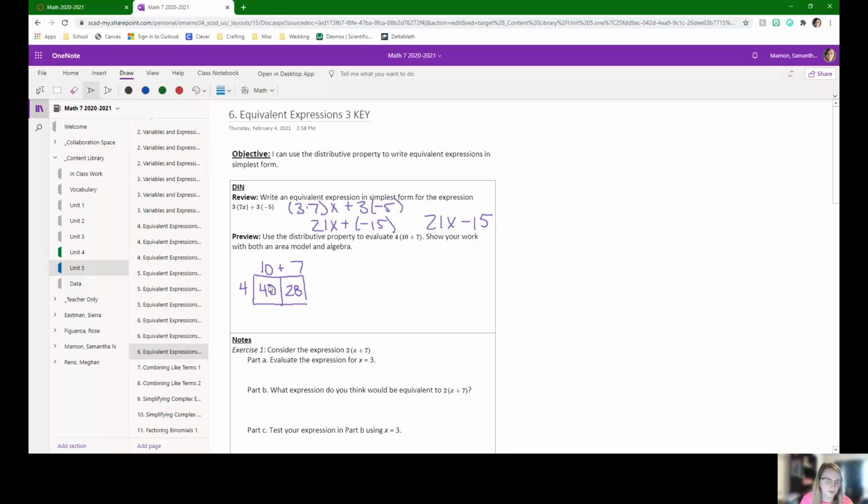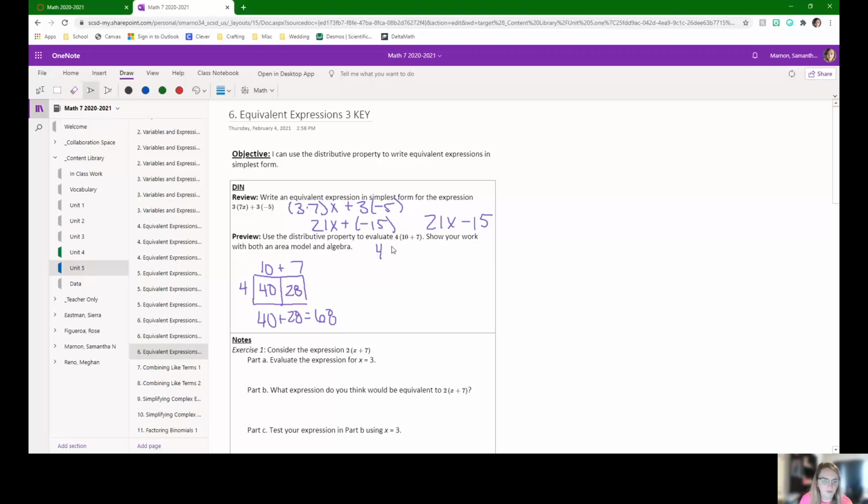So now the area of the first box is 40. Area of the second box is 28. We can add them together. And we get that it is 68. So this is my everybody gets cake, right? So the 10 got multiplied by 4, the 7 gets multiplied by 4.